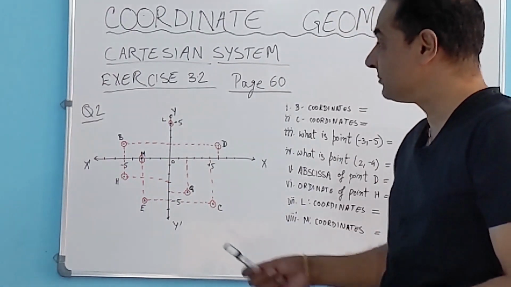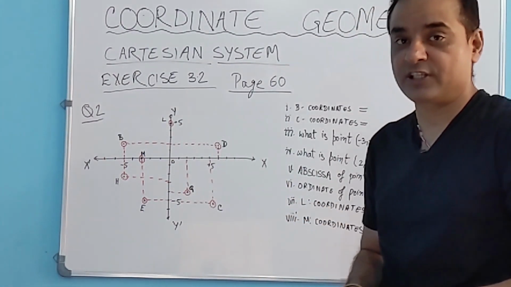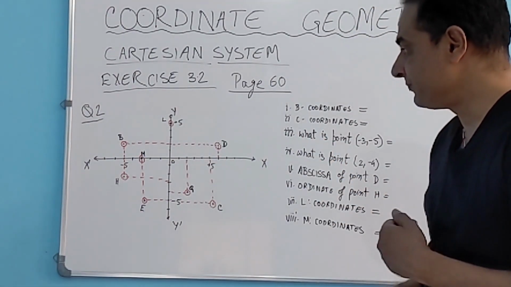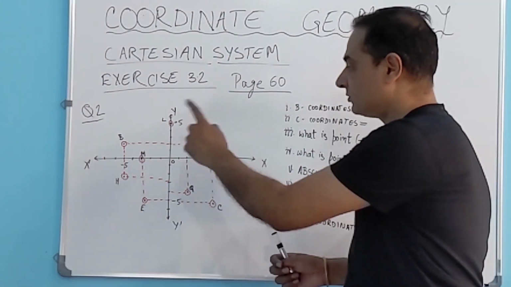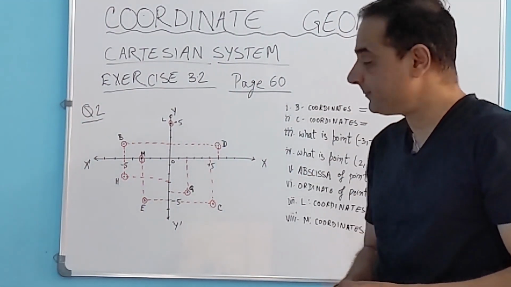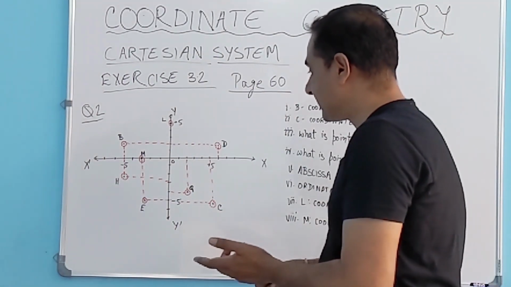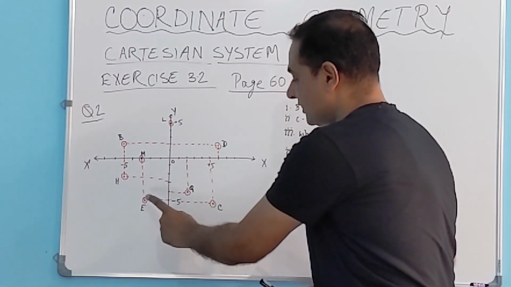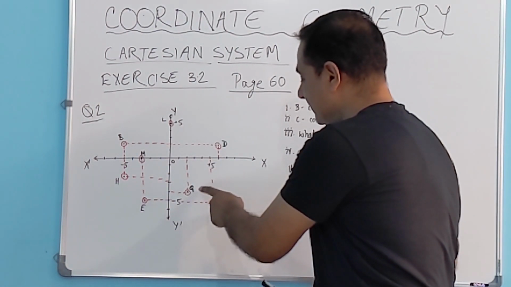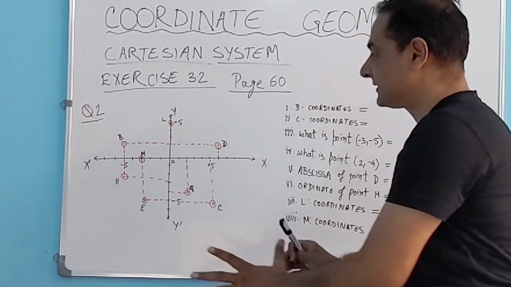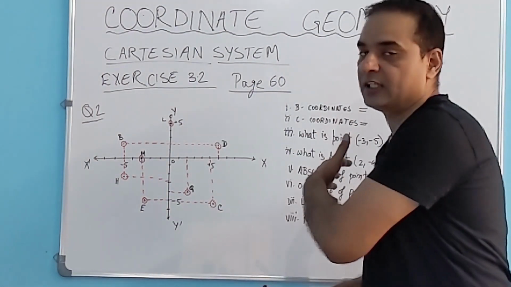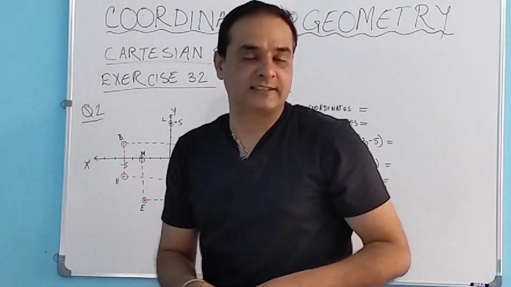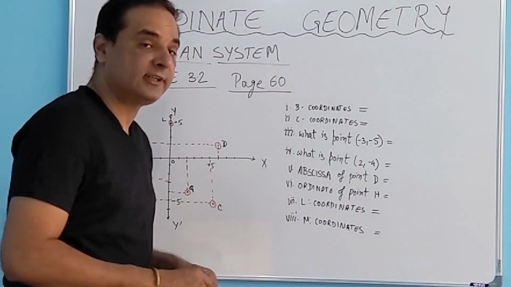Now question number 2 of the same exercise 3.2, which is on page number 60. In this question we are given a Cartesian plane, and on this plane we have points D, L, B, M, H, E, C and G. Based on these points, we have been asked a few questions. Let's look at those questions and try to find out the values.